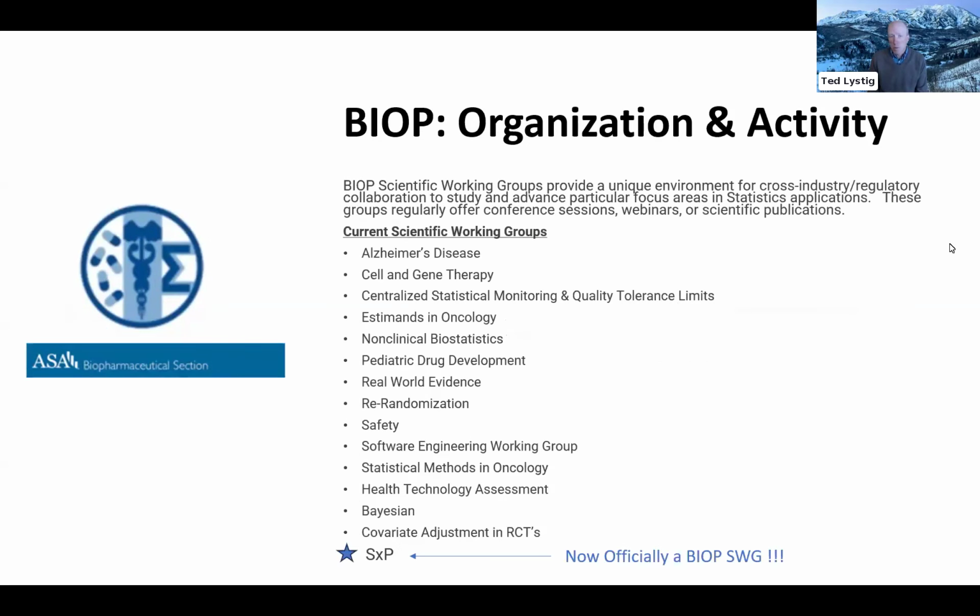Some of the working groups we have, in addition to the SXP, from which this webinar is, are working groups on everything from Alzheimer's disease, estimands in oncology, real-world evidence, safety, software engineering, Bayesian working groups, and health technology assessment. So there are a number of different ways in which you could also choose to be involved in learning about and advancing various methods that are relevant to us within this section.